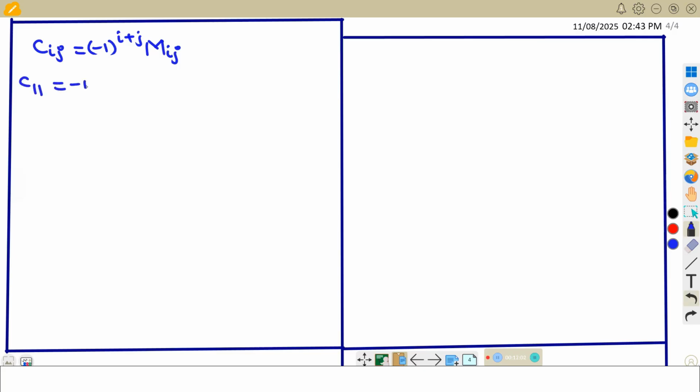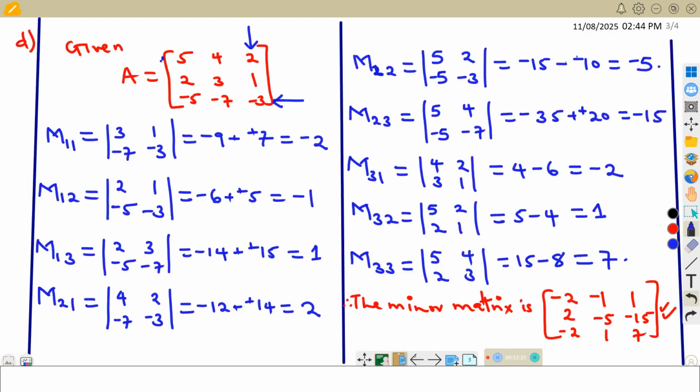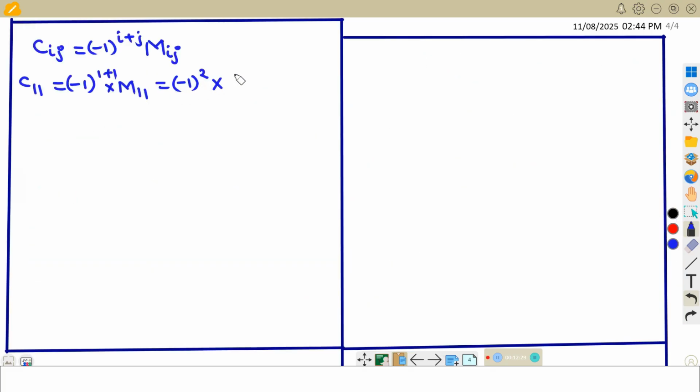Cofactor 1, 1 is the same as negative 1 to the power of 1 plus 1 times the minor of 1, 1. So this is negative 1 to the power of 2 times M11. M11 is negative 2. So we shall have this times negative 2, and this is positive 1, and this will remain negative 2. So we shall do the same for the remaining ones.